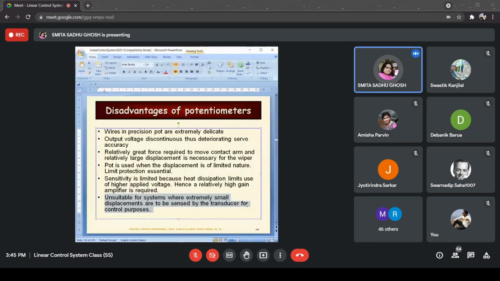So that, I think, is the last slide. Yes, it is the last slide as far as this potentiometer is concerned, this module is concerned.